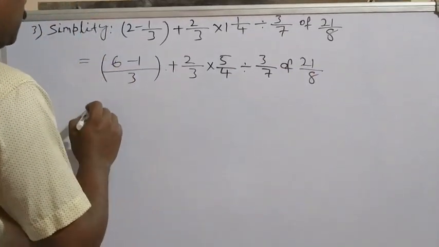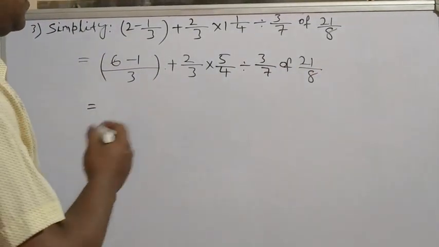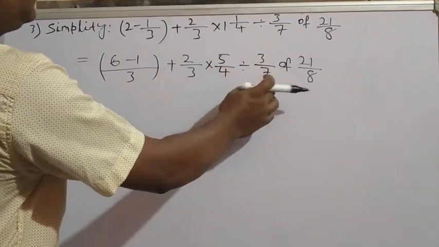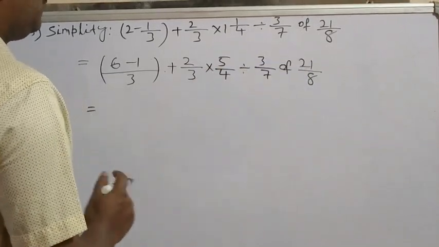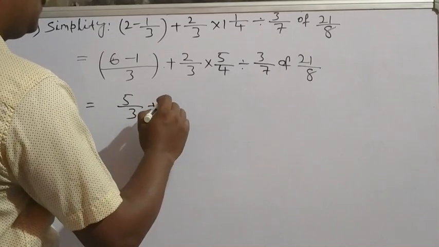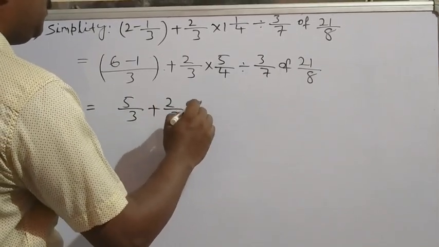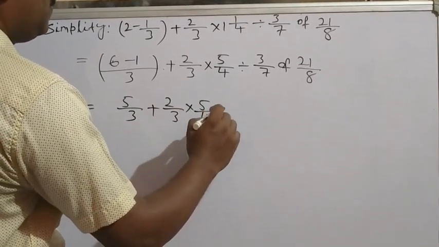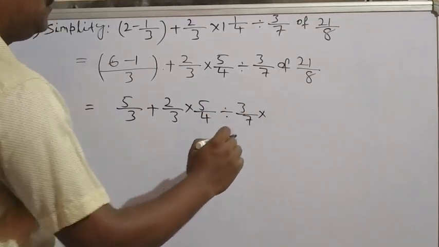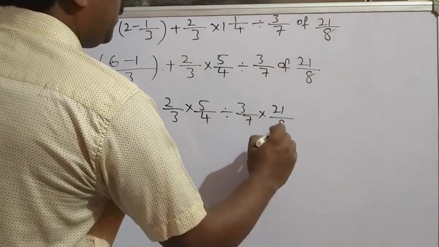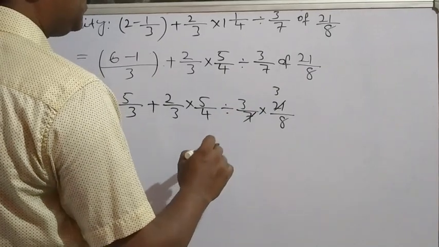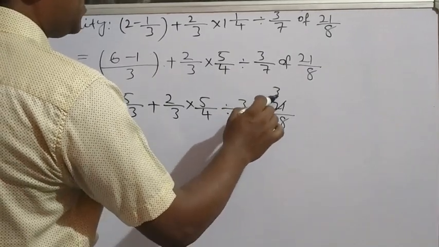Then according to BODMAS rule, which one do we solve after bracket? B O, so of comes next. So this of we have to multiply. This one we first have to solve. So this is 5 by 3 plus 2 by 3 into 5 by 4 divided by 3 by 7 of, which means into, 21 by 8. So 7 cancels, 3, nothing more will cancel. What is left here? 3 into 3, 9 by 8.